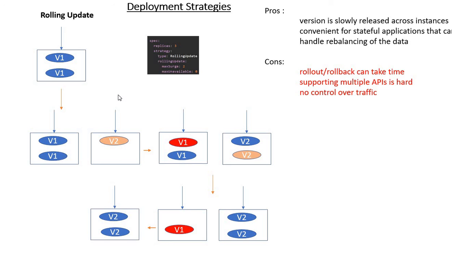So what are the pros and cons of rolling update? We are slowly migrating each pod, so it is really helpful for a stateful application, because you are taking care of all the states. It is convenient for a stateful application that can handle rebalancing of the data. The biggest drawback is that with many APIs, doing this is really hard, and to roll back, we have to do it one by one, which takes more time and is also very hard.